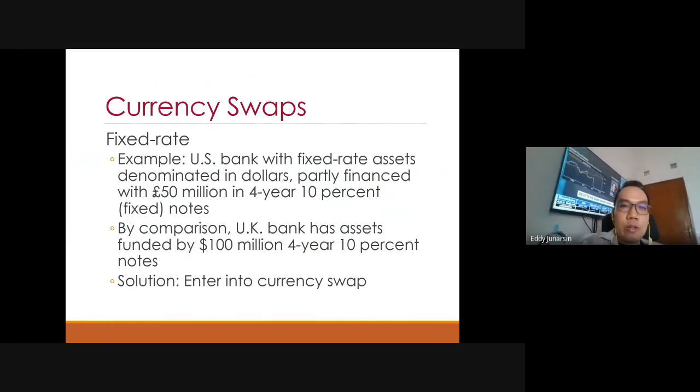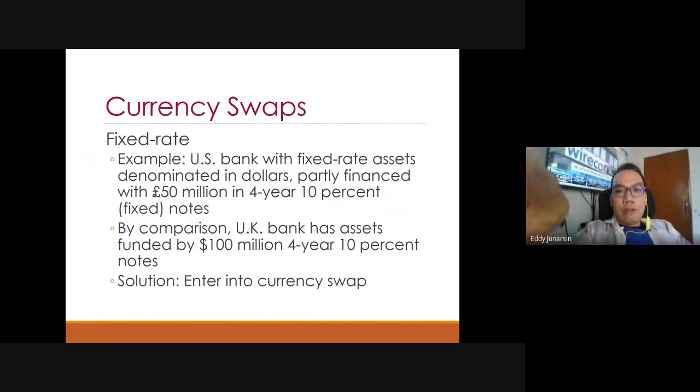But now we're going to see the currency swap. As the name suggests, you could easily guess that this happens because one entity doesn't like to pay in a certain currency, and on the other hand, the other entity doesn't like to pay in another currency, but likes to pay in the currency that has been paid by the first entity.